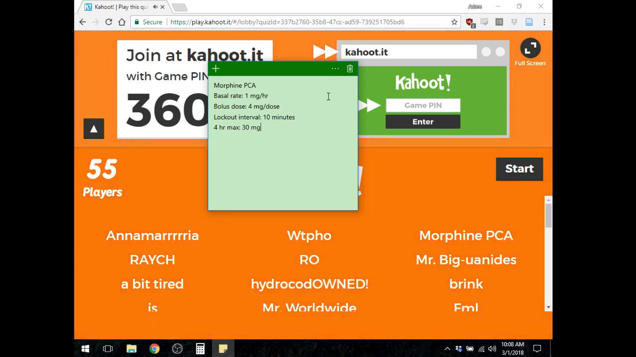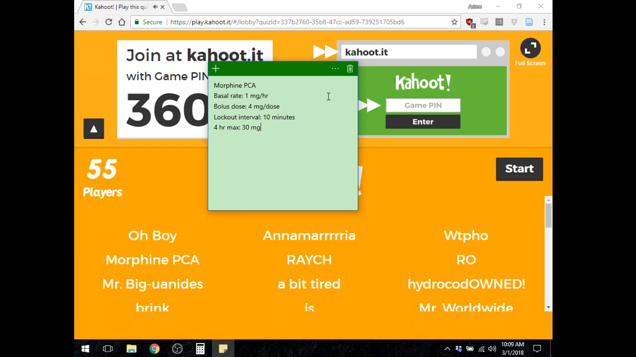So again, if the patient's having to hit the button every single time, you can monitor for this. You can look on the pump, and it'll tell you how often they're hitting the button. If they're hitting it every 5 minutes, you can adjust your basal rates. That way they're getting more, so their basal pain's under control. And then you can adjust things like the bolus dose as well. So that's usually what you'd do.